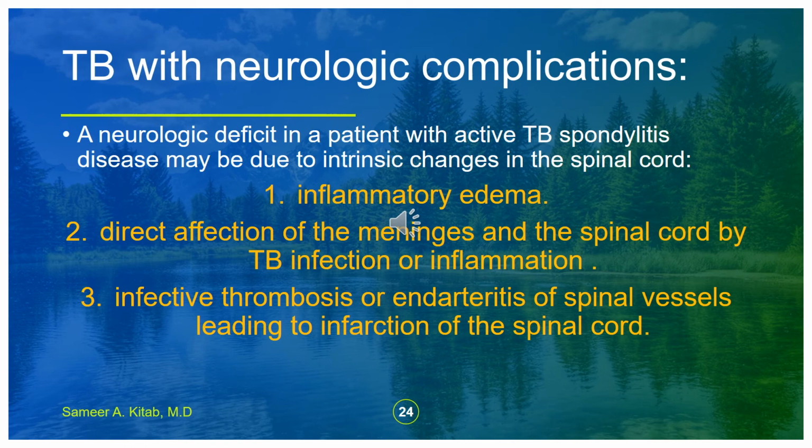So a patient with a neurological deficit might get involvement of the cord itself, with inflammatory edema or direct affection of the meninges, that is, tuberculous meningitis or TB myelitis or inflammation, and in this way the patient presents with neurological manifestations. Again, tuberculosis can cause infective thrombosis or endarteritis of the spinal vessels, leading to infarction of the spinal cord. And these are the possible causative factors or the etiological factors behind a patient with tuberculous spondylitis and the neurologic manifestations.